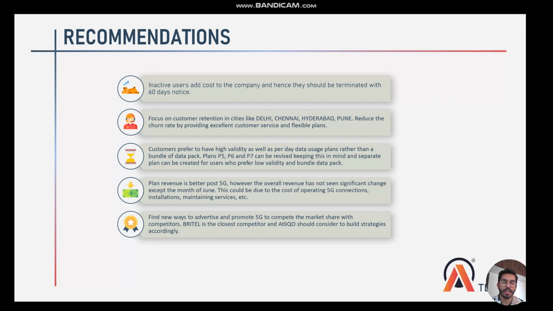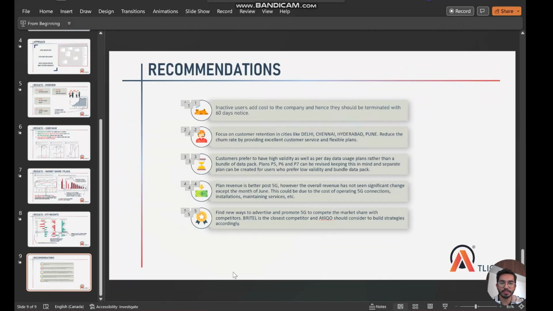I think I have spent a considerable amount of time, and at last, let's go to the dashboard that was created for the purpose.